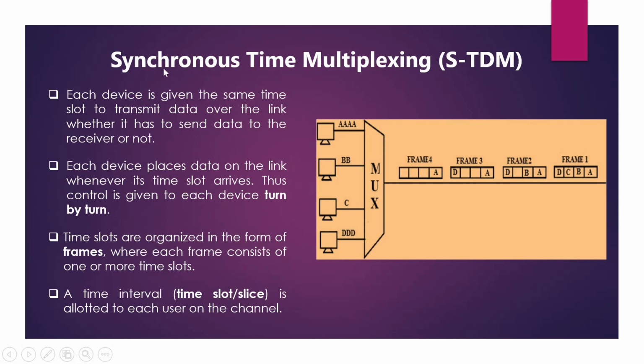variations of the time division multiplexing. So the first one is synchronous time division multiplexing. Here each device is given the same time slot to transmit data on the link, whether or not it has the data to send or receive, right? Each device places data on the link whenever its time slot arrives. Thus the control is given to each device turn by turn, right?